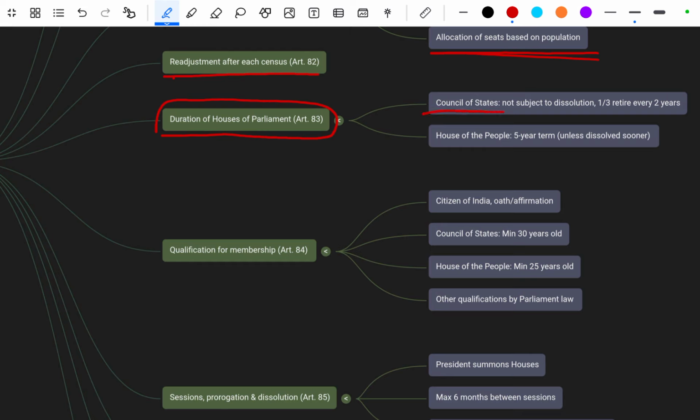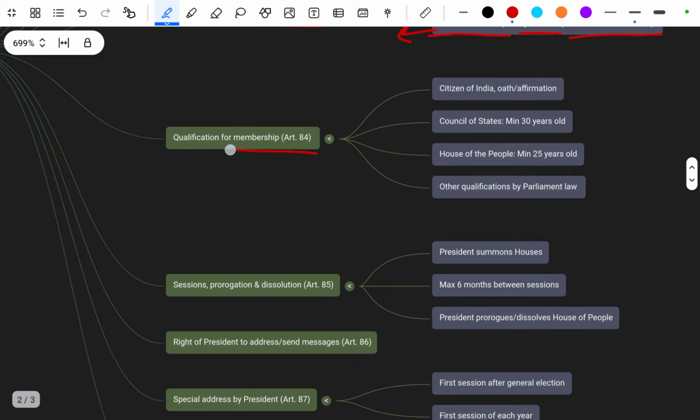Okay. Council of State is not subject to dissolution. It is the Upper House. So basically it is not subject to dissolution, and there is a convention that one-third of the members will retire every 2 years. Okay. Next is the House of the People, where they are elected for a term of 5 years unless dissolved sooner. That means the House of the People can be dissolved earlier, before completion of its period. Okay.